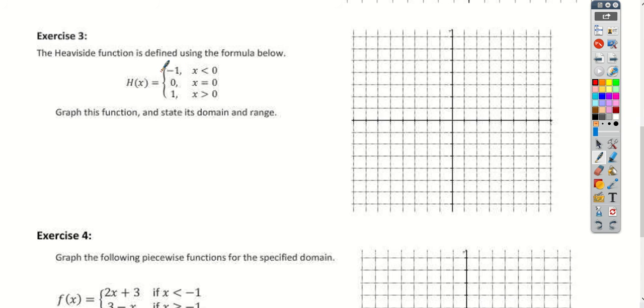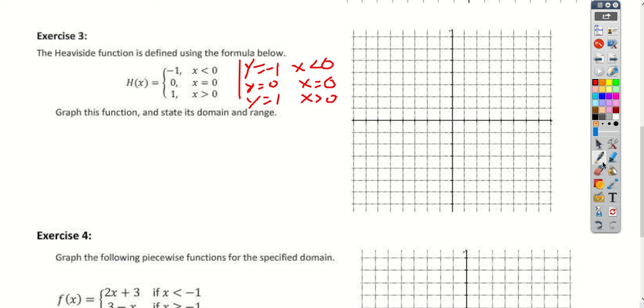So essentially, what this actually means is we're going to use y equals -1 for any x value less than 0. So anything less than 0. When x is equal to 0, we're going to use the graph y equals 0. Okay, and for anything greater than 0, we're going to use y equals 1. All right, remember y equals our horizontal lines.